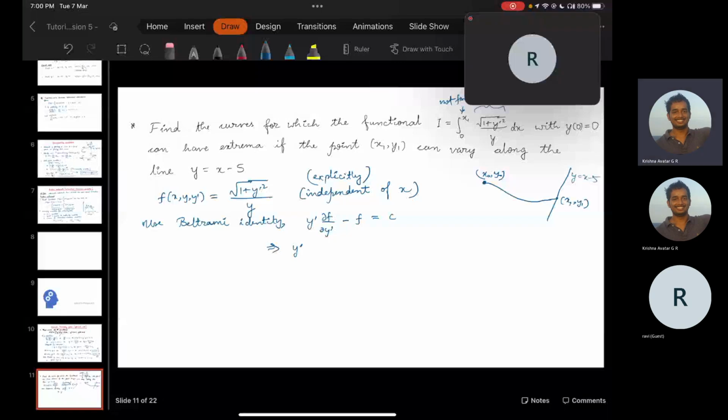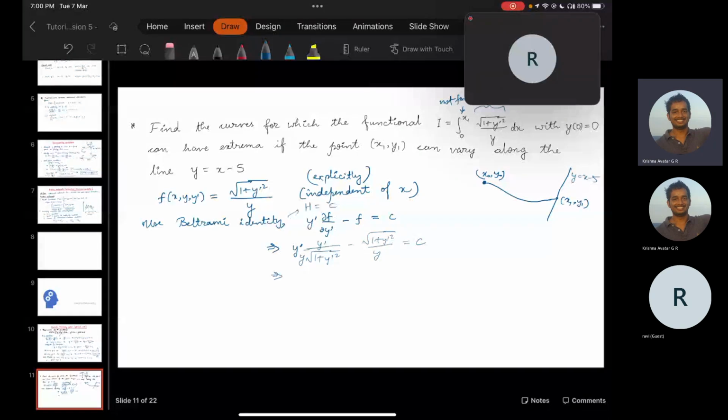Okay, so let's take del f by del y prime, which is nothing but y prime by root over 1 plus y prime squared, with a y before. And f is nothing but root of 1 plus y prime squared divided by y, and that is equal to c. In the Beltrami identity I'll just mention beforehand that this is h, equal to a constant, and h is our Hamiltonian.